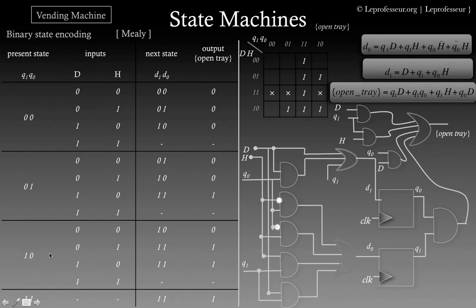Let's say you are in state 1 0 and the machine receives 50 cents. It will move into state 1 1, outputting 1 or opening the tray. So our open tray output function will change, and we can fill it up in the Karnaugh map and solve this Karnaugh map, easy peasy, as we did earlier, and we get this function.